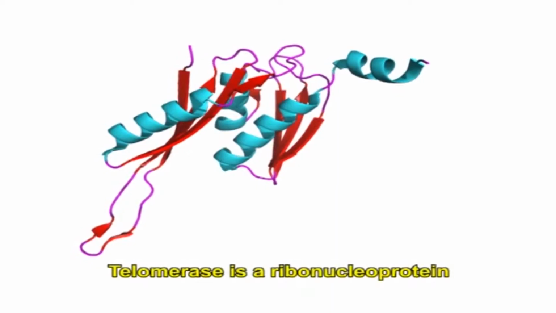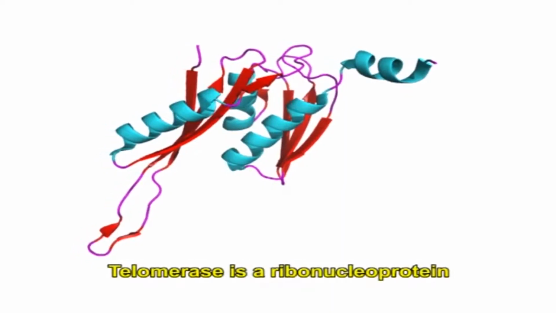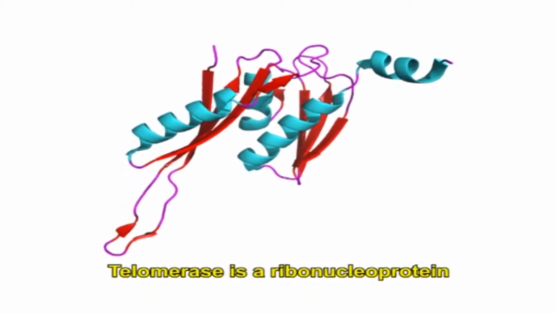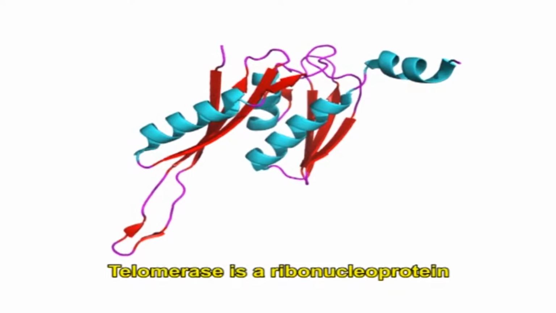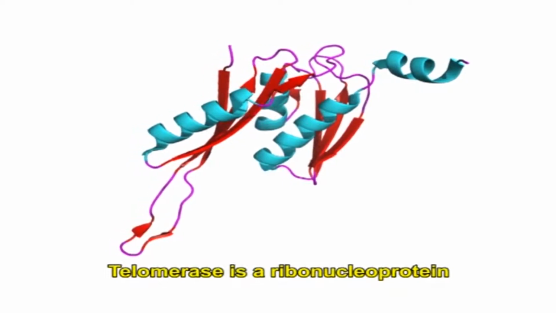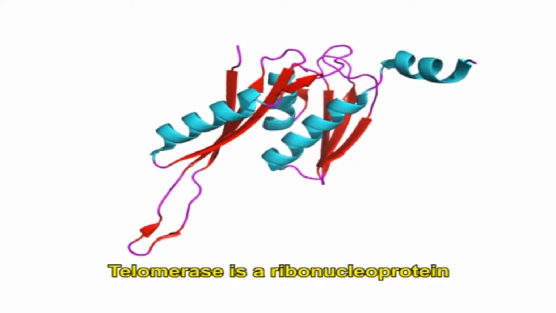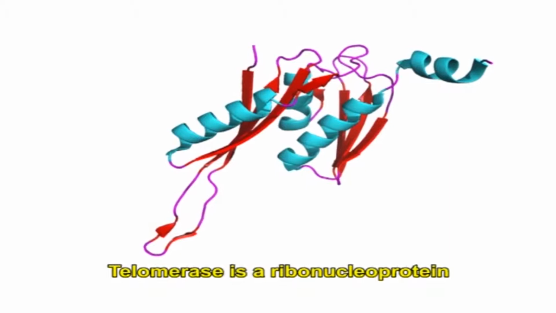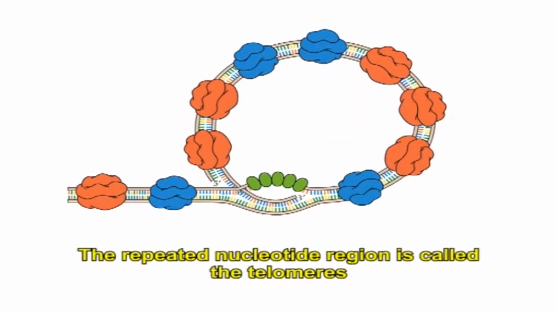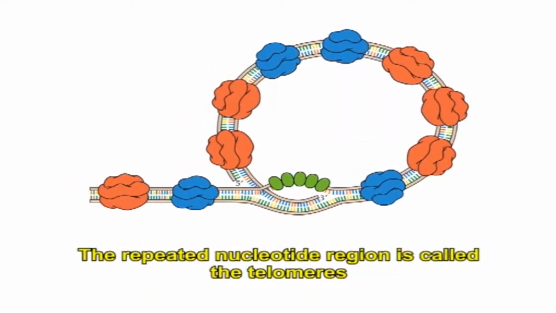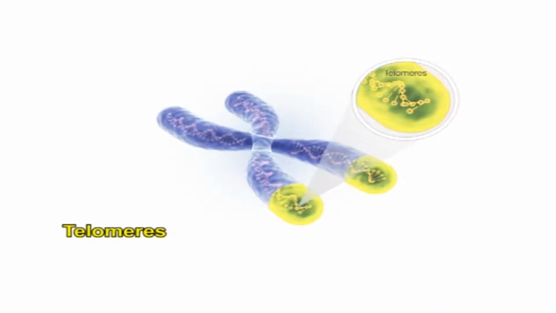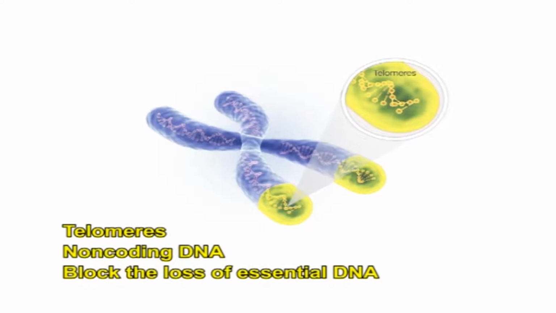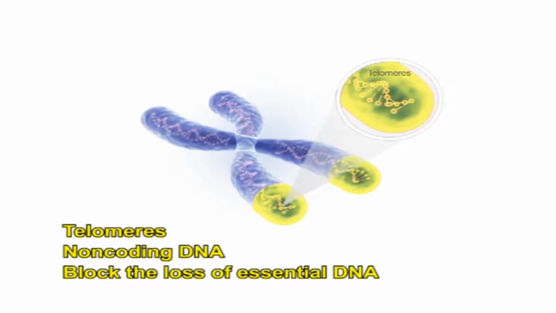Telomerase is a ribonucleoprotein having an RNA and a protein component in its structure. It adds DNA sequence repeats to the 3' end of the DNA strands in the telomeric regions, which are found at the ends of the eukaryotic chromosomes. The repeated nucleotide region is called the telomere. The telomeres consist of non-coding DNA and block the loss of essential DNA from the chromosome ends.